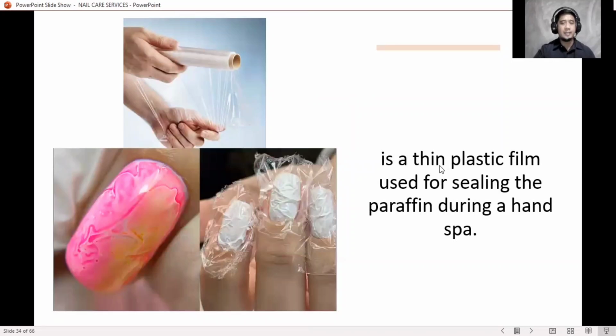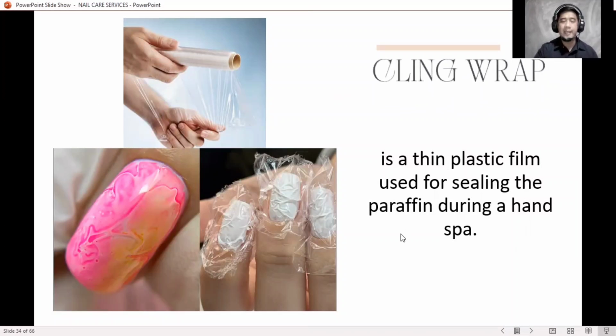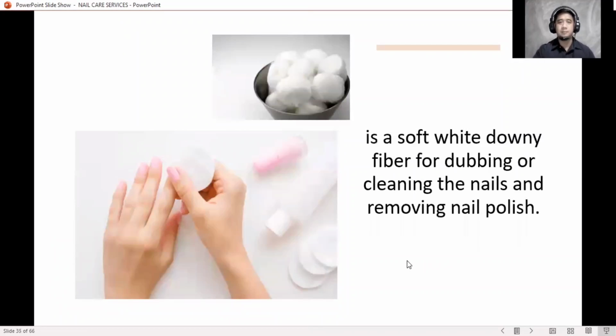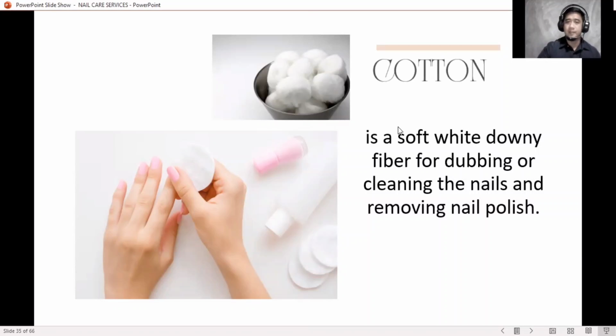The next one is a thin plastic film used for sealing the paraffin during a hand spa. So when you have a hand spa, kino-cover yan itong plastic na to. And this plastic, we call it a cling wrap. Next, the soft downy fiber for dabbing or cleaning the nail and removing nail polish. So you are familiar with this one, we call it cotton.